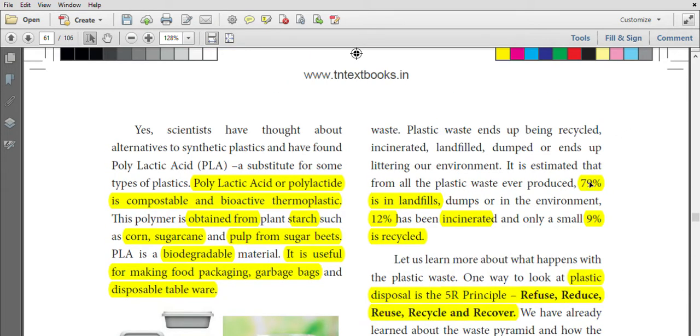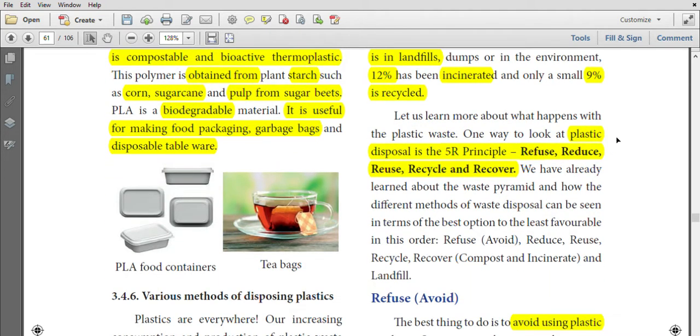99% of plastics are in landfills. Only 12% of plastics are incinerated. Only 9% of plastics are recycled. Plastic disposal follows the 5R principle: refuse, reduce, reuse, recycle and recover.